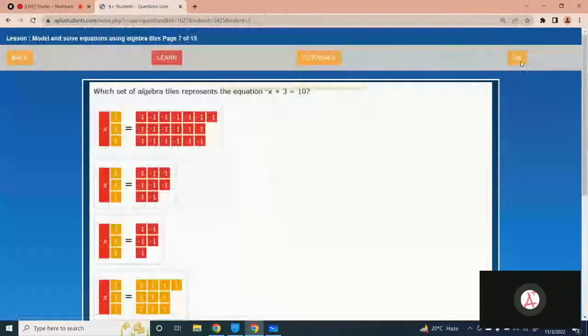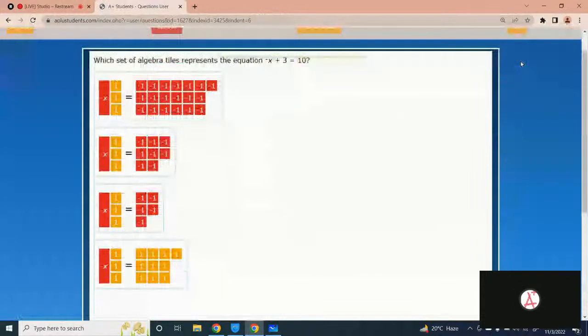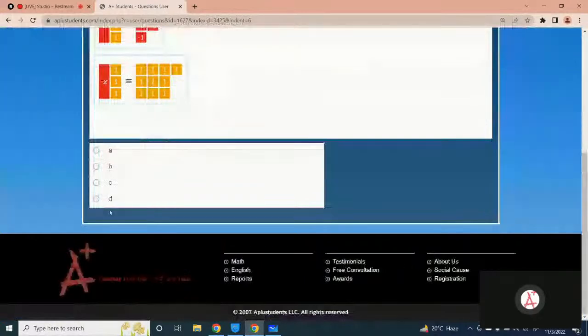Okay, the next one is which set of algebra tiles represents the equation negative x plus 3 equals 10? So 3 is a positive number and 10 is a positive number. That means the tiles for 3 and 10 must be in orange. So that means the correct option is the last one. Got it? Because here you have 3 is positive and 10 is positive. So that would be option number D.